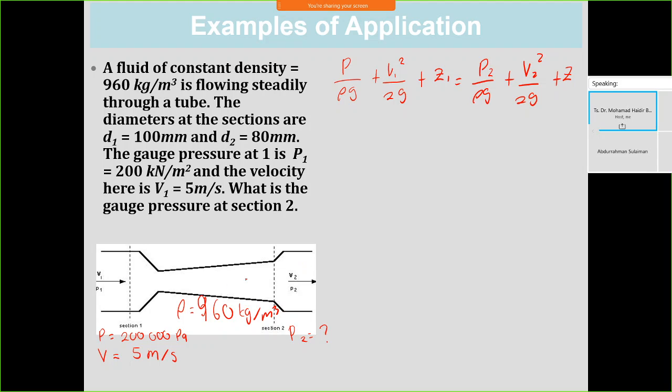when this is a horizontal tube? When this is a horizontal tube, Z1 and Z2 are the same. So when it's the same, you can cancel Z1 and Z2. Now this is just an equation with pressure and velocity. You need the second pressure, and then the second velocity. What is the velocity at point 2?